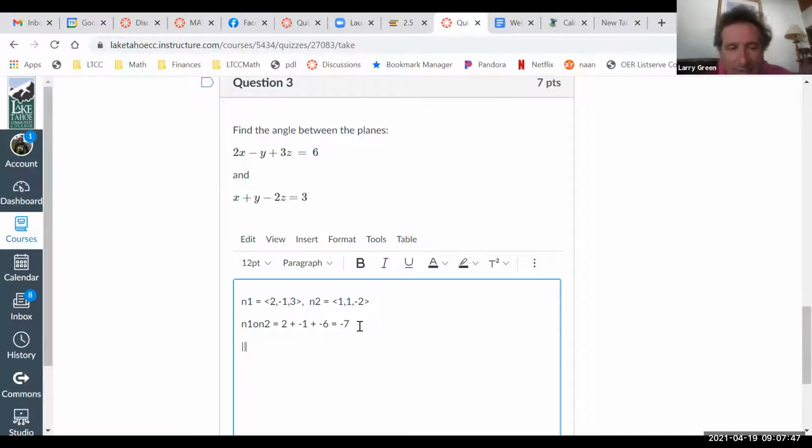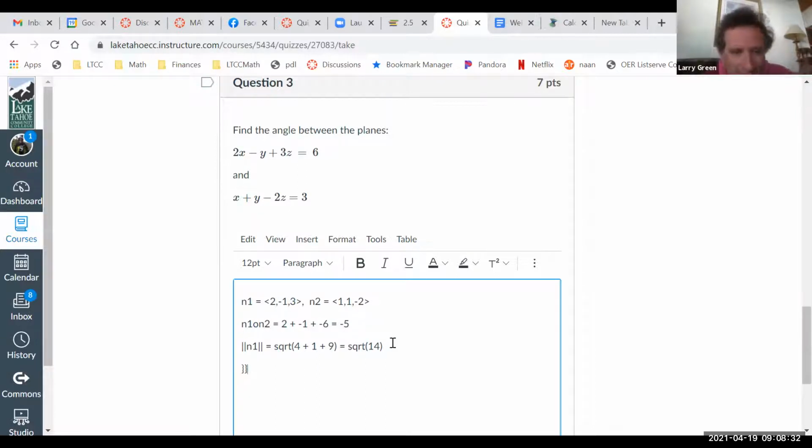Okay, then we need to find the magnitude of n1. And that's the square root of, oh, it's -5, not -7. Sorry about that. That's the square root, okay, it's the square root of the sum of the squares. So that's going to be 4 plus 1 plus 9. And then that's 14, or square root of 14. Any questions on that?